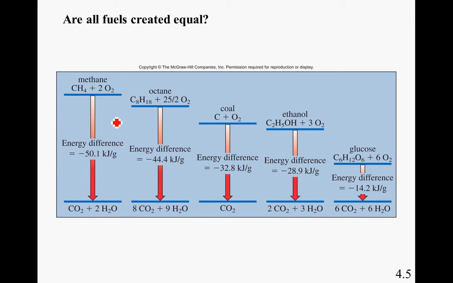As discussed earlier, not all fuels give off the same amount of energy. This picture shows how the energy changes from one source to another. Notice methane is the largest difference, and so it would give off the most energy. So in comparison to the rest of these, methane is the best energy source.